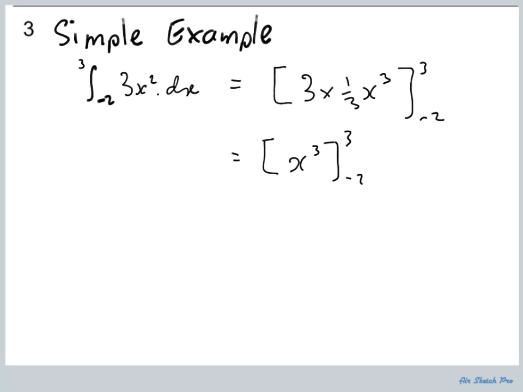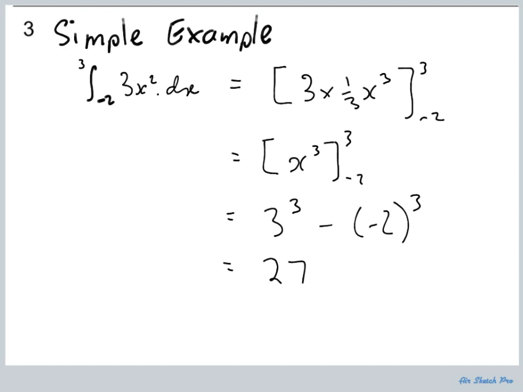But again, if you can see by inspection that if I make that x cubed, the derivative of x cubed is 3x squared. So if you know that already, you can just do that. It's all good. And then you substitute in the points. So you go, that's equal to 3 cubed minus -2 cubed, which is equal to 27. 3 3s are 9, 3 9s are 27.